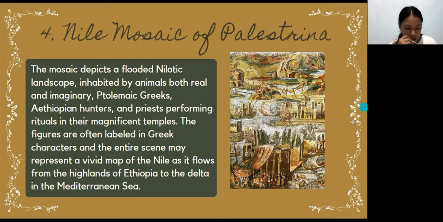So in addition, this mosaic is a part of a classical sanctuary grotto in Palestrina. So Palestrina is a town east of Rome in central Italy. So add ko lang din yung measurement ng Nile mosaic. So it has a width of 5.85 meters and a height of 4.31 meters.